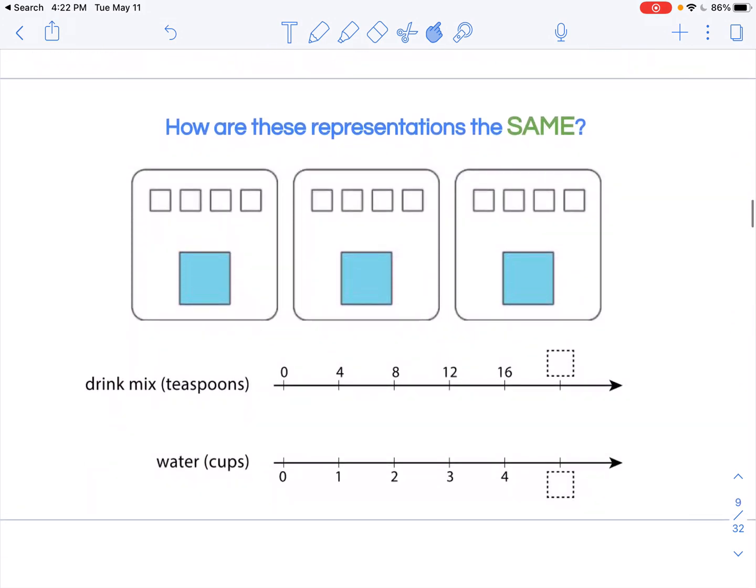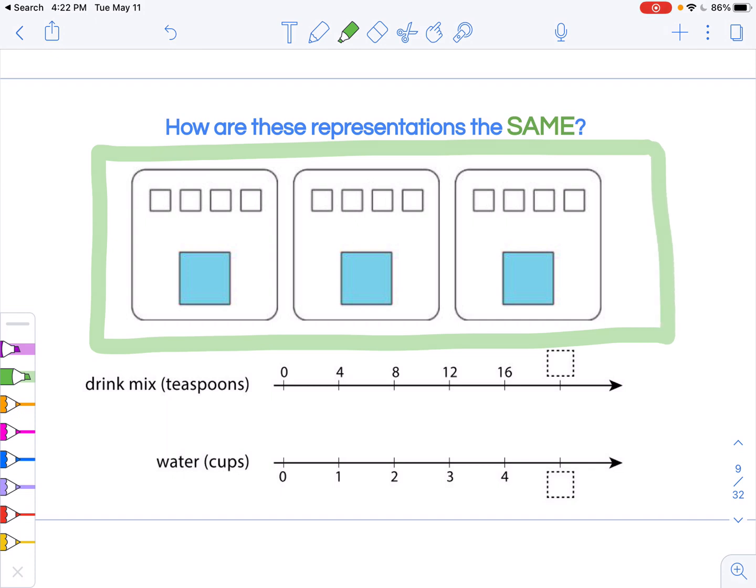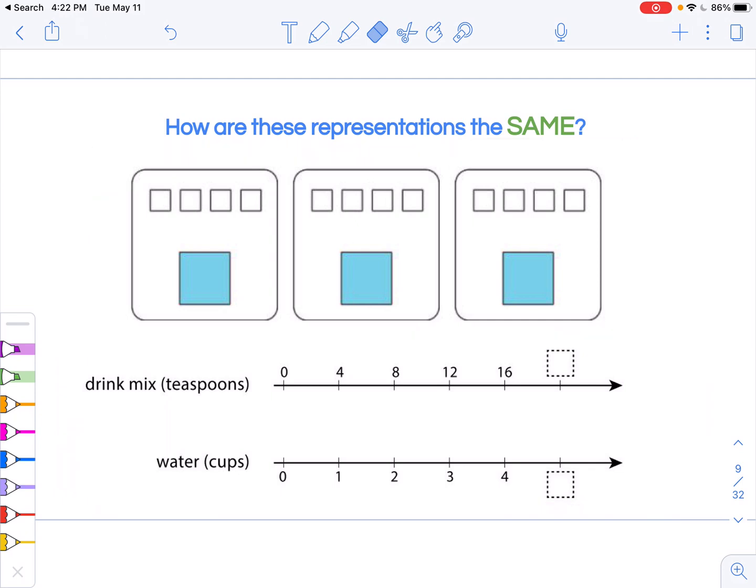How are these representations the same? In a moment, I'm going to ask you to answer one way that it's the same. So when I say the representations, I mean the ratio diagram on the top. How is that the same as the double number line on the bottom? One way that I see the same thing is that in one of these little boxes, there are 1, 2, 3, 4 teaspoons of drink mix, and there's 1 cup of water.